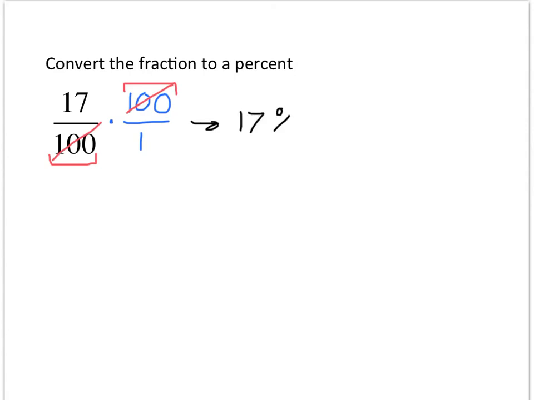Now why does this make sense? Well, quite simply, 17% means 17 out of 100, and if I go back to my original expression, that's exactly what this says. I already had 17 out of 100. It's already following the definition of a percent, which is exactly why our final value is 17%.